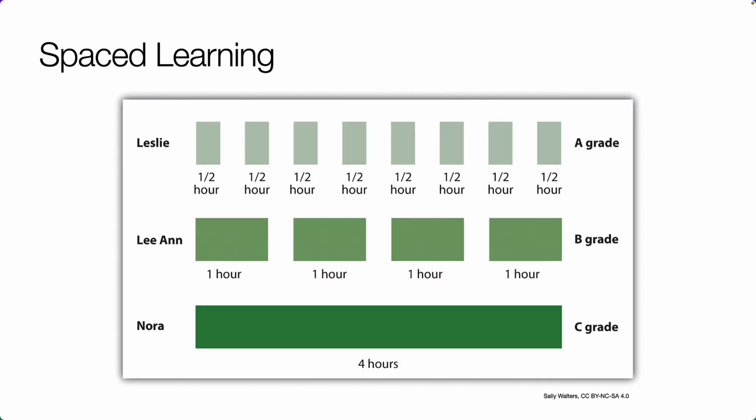So, for example, we have Nora at the bottom who has spent 4 hours cramming for the next exam, all in one sitting. She will receive the lowest grade. Leanne broke up her studying across 4 different sessions, 1 hour each, so didn't spend any additional time. But because she broke up her studying, she's going to earn a higher grade. And then we have Leslie. Leslie has broken up her studying even more and will receive the highest grade of them all.